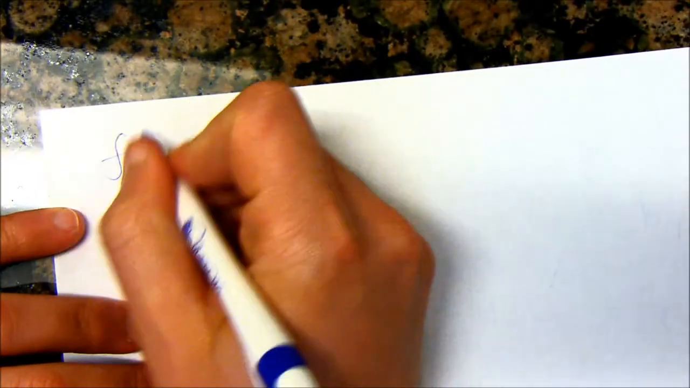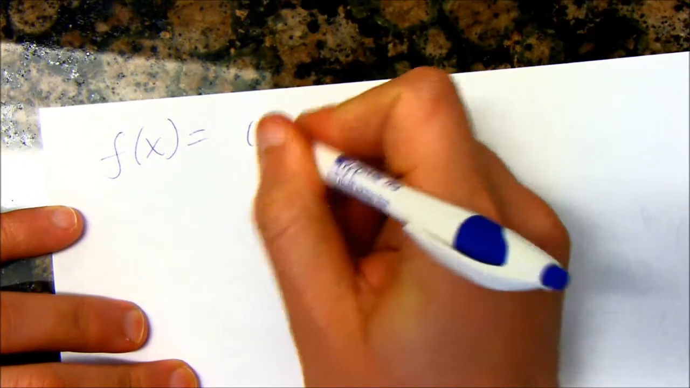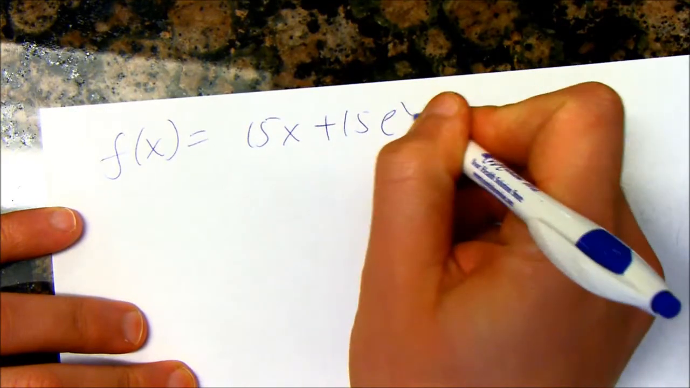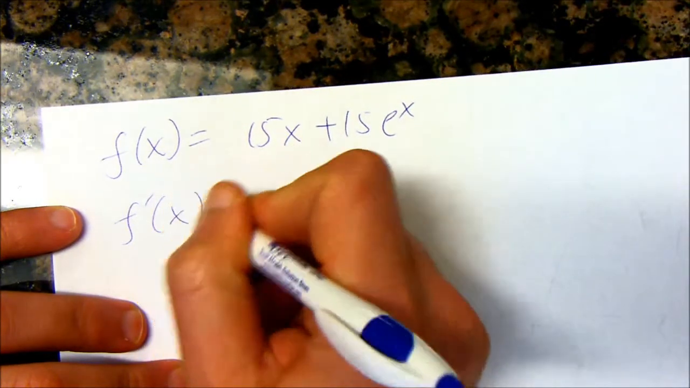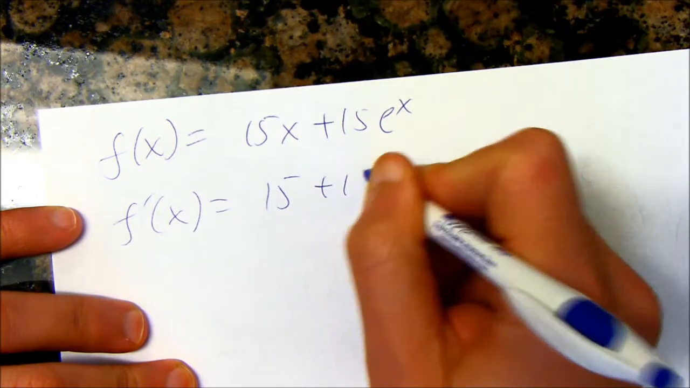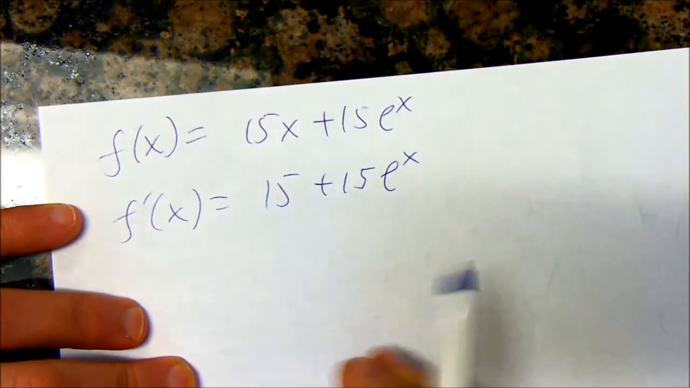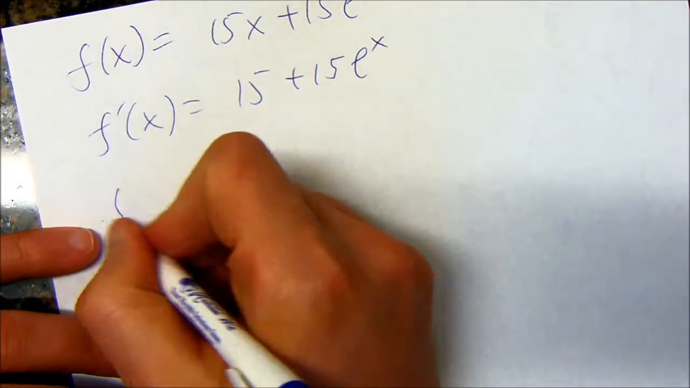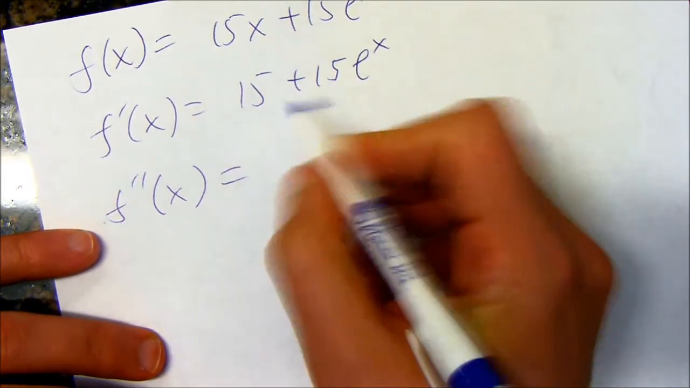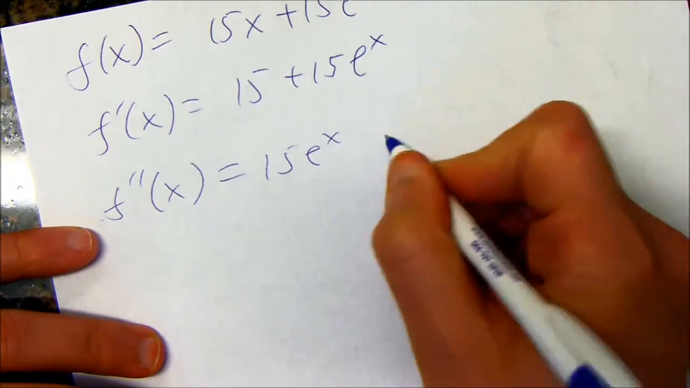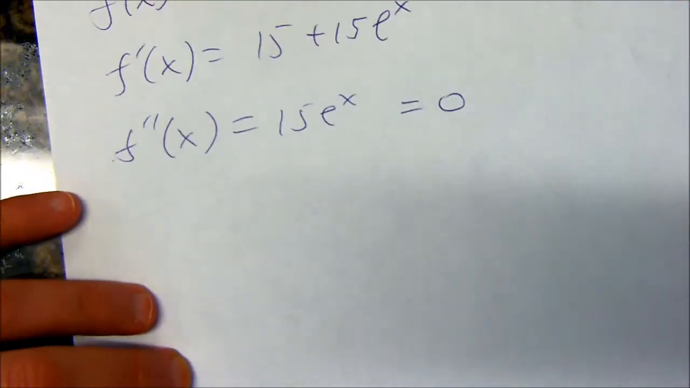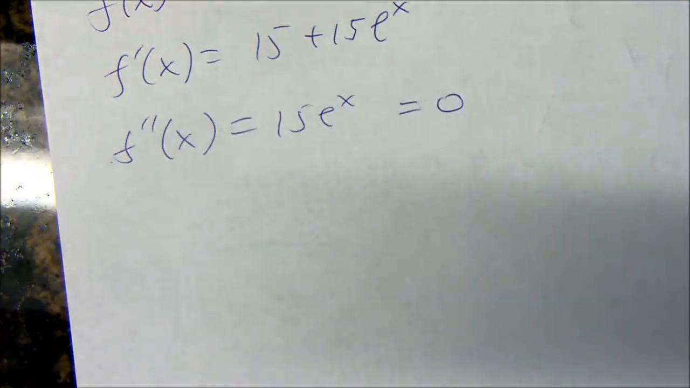Number 3 is the same idea, just you're working with an e function. So I have f of x is equal to 15x plus 15e to the x. So f prime of x is equal to 15 plus 15e to the x, right? I'm going to move quickly. You need to know your derivatives of e to the x. So then f double prime is just 15e to the x again. Now I'm going to set this equal to 0. Now, this is where you have to know your algebra. Part of college algebra, algebra 2, or pre-calculus, you had to memorize the behavior of functions.